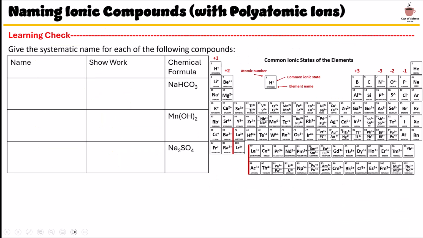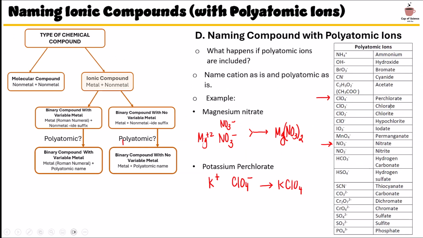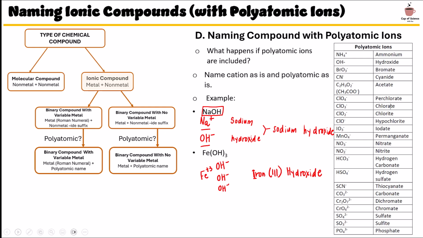Now let's do a learning check. I'm giving you the chemical formula here, and then you need to show work here by splitting them up. Then you're going to write the systematic name. Okay, I will do the first two. You try the third one. So this would be very easy if you were to memorize the polyatomic chart. Let's show work. So here's my sodium, and you need to recognize this HCO3 is hydrogen carbonate. How did I know that? If you look in the previous slide, you can see hydrogen carbonate, right? That's the name. So let's go ahead and go back.